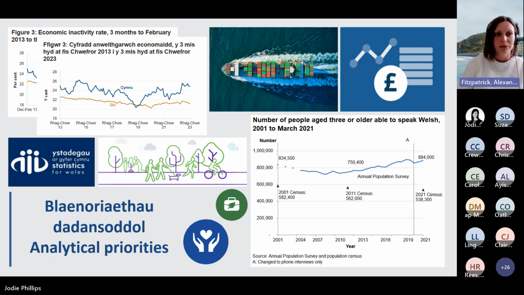And then there are also surveys that ONS host, like the Opinions and Lifestyle Survey, that hold a wealth of information, but unfortunately have small Wales samples, which then limits what can be done with that data.